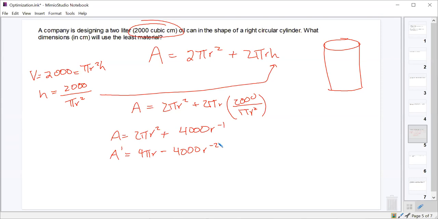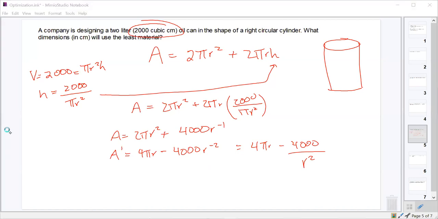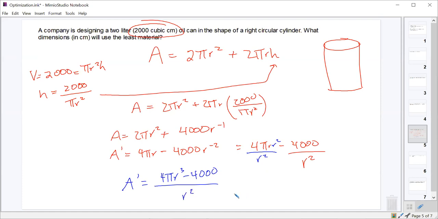And how are we going to find the critical values of this? When A prime equals 0? Yeah, when A prime is 0 or when A prime is undefined. So let's rewrite this as 4 pi r minus 4,000 over r squared, and get a common denominator. So we'll multiply by r squared over r squared, which will end up giving us A prime is 4 pi r cubed minus 4,000 over r squared. And so first off, when is this undefined? Undefined when r is zero, which we can pretty much just ignore because are we going to have a can that has a radius of zero?